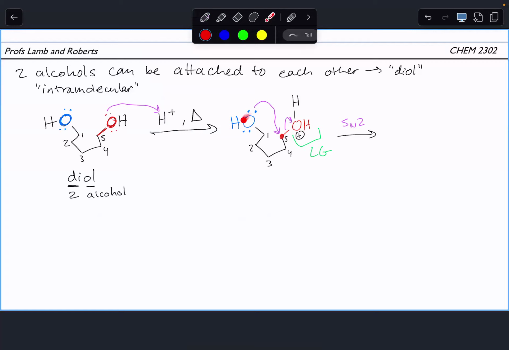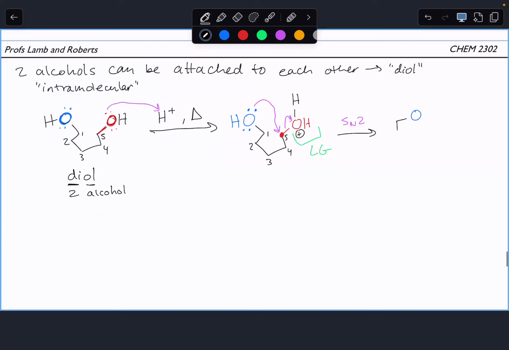So this oxygen is going to be in the ring because I'm forming a new bond to it. And then there's 1, 2, 3, 4, 5 carbons in the ring. So 5 carbons, 1 oxygen means 6 atoms in the ring. So it's going to be a 6-membered ring. Okay, so that's what I'm going to draw first.